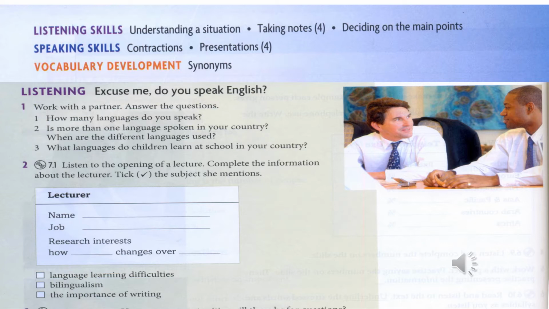The third one, what languages do children learn at school in your country? I think here in Oman, learners learn only English in schools because it is the international language and the only language that people use as a second language in the country. Now let's practice more about the listening. We have track 1, 7.1.